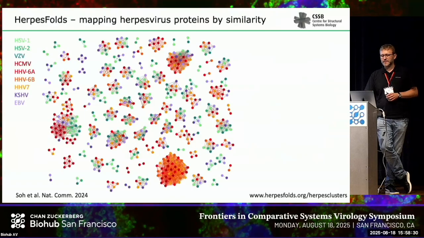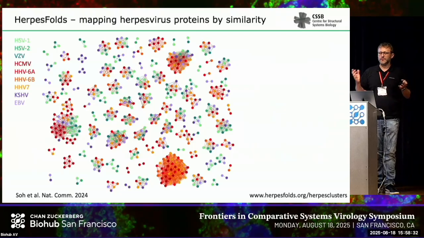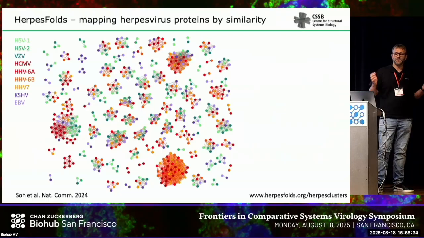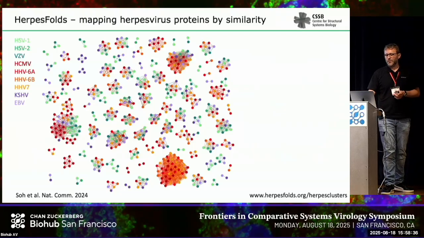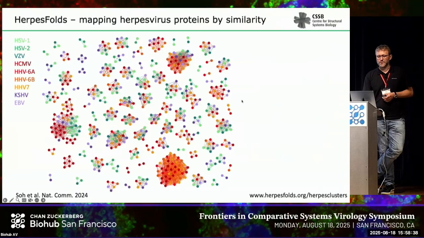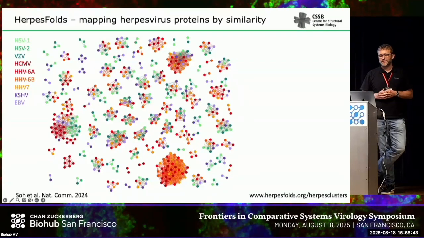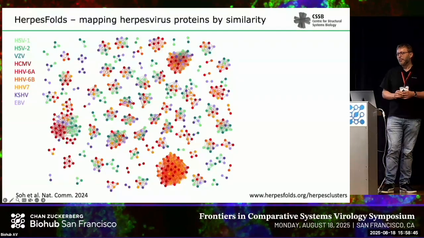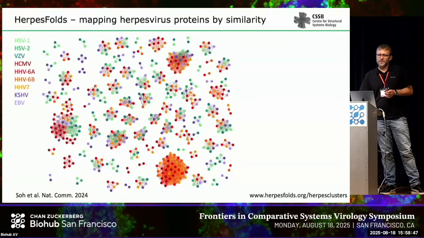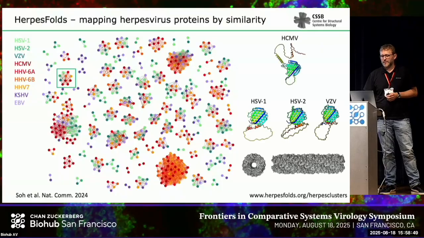The first thing we did was predict all the human herpes virus proteomes. We clustered them into groups. This is all on herpesfolds.org, and it's really nice and interactive. So if you're already bored by now, go to the website. You can play around there. It's really good.